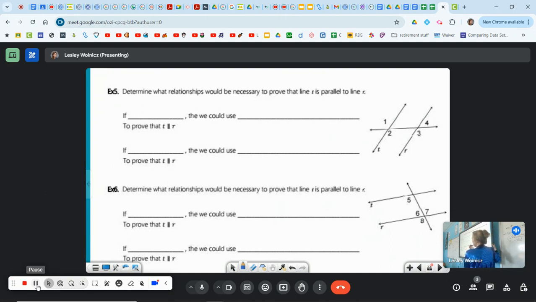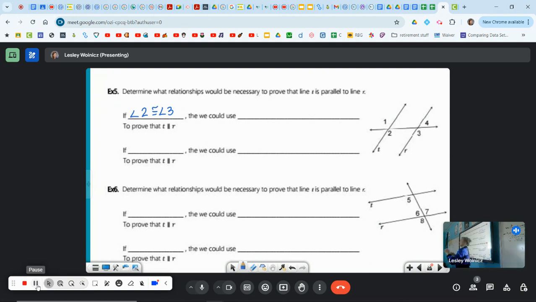Okay, so if I knew that angle 1 and angle 2 were congruent, would that help me prove anything? What about angles 3 and 4? Would that help me prove that? Okay, so which two angles would I need to be congruent? 2 and 3. Why? What kind of angles are they?